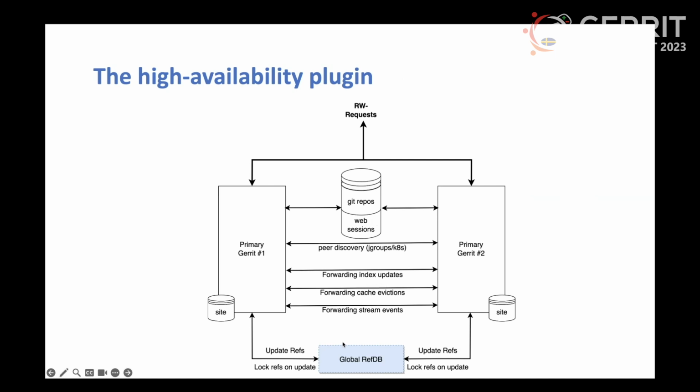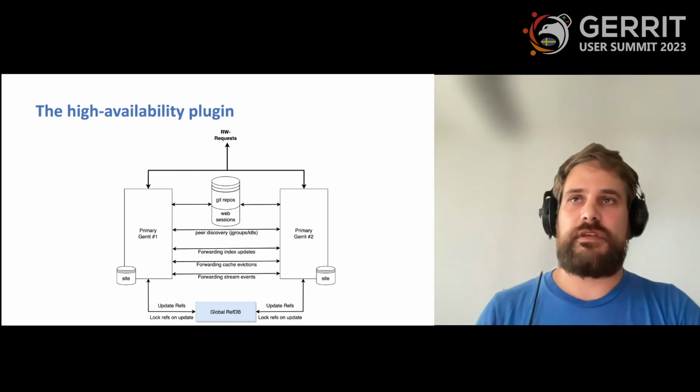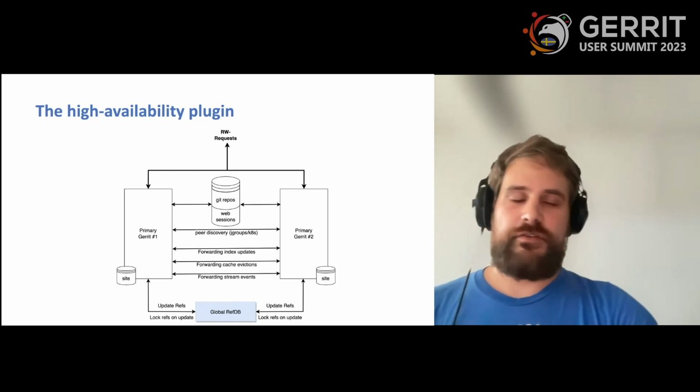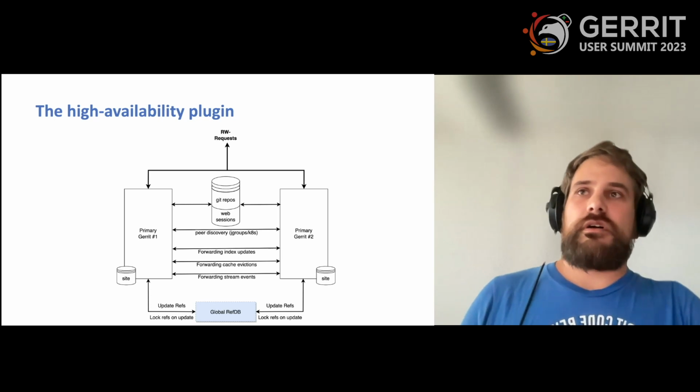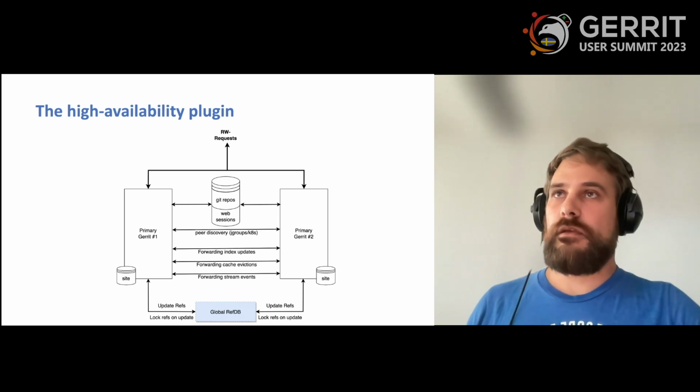And I already talked about possible conflicts if there are concurrent ref updates on the same ref. We use the global refdb to solve that. So when a ref update happens in one Gerrit, it will lock the entry for that ref in the global refdb, perform its ref update on the file system and inside the refdb, and then unlock. If the second primary Gerrit tries to update the same ref at the same time, it would fail because it can't get the lock. And thereby there should be no conflict or split-brain situation turning up. Okay.